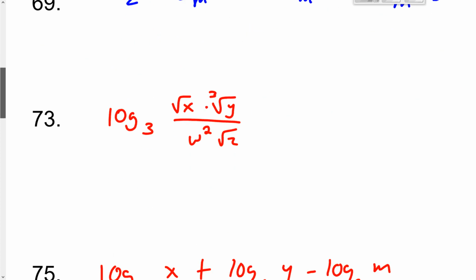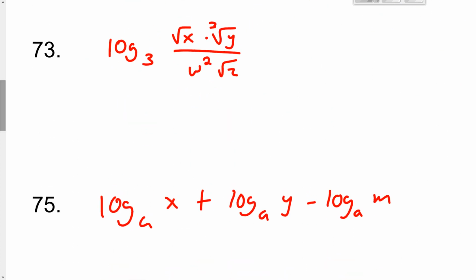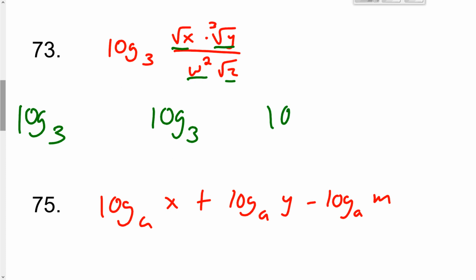So let's move on to 73. Expanding. So how many different factors do I have? 1, 2, 3, 4. So that means I'm going to have 4 logs, okay, with the same base of 3. And now what are my variables in there? I have x, I have y, I have w, and I have z.